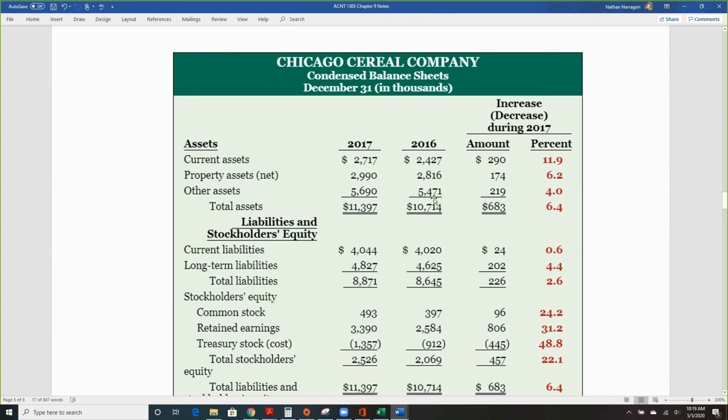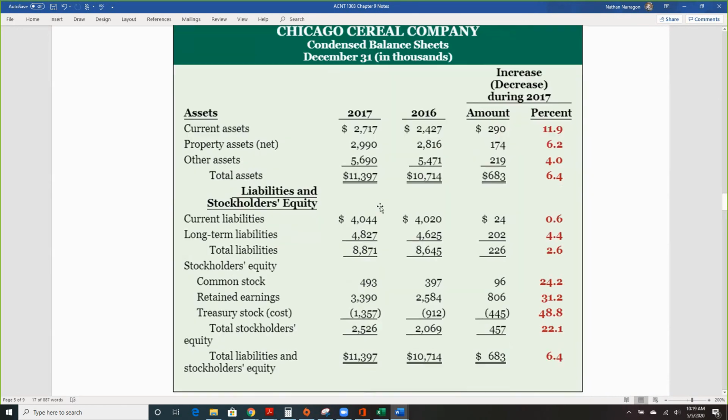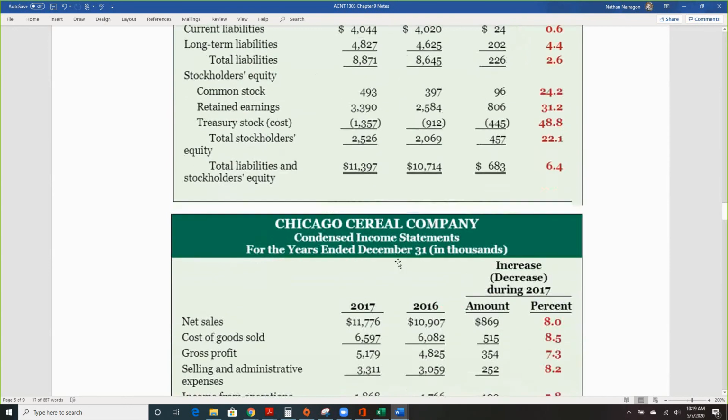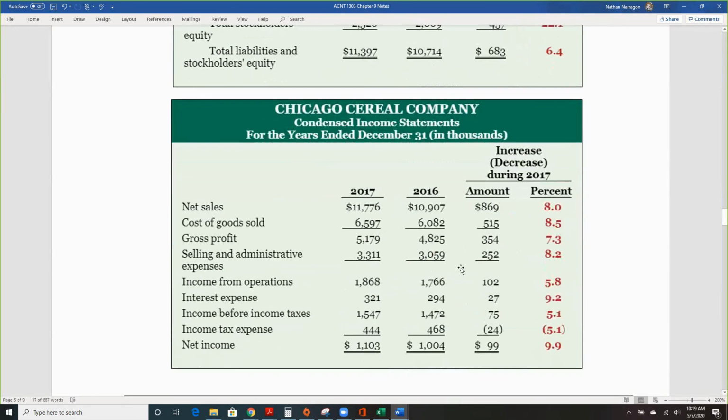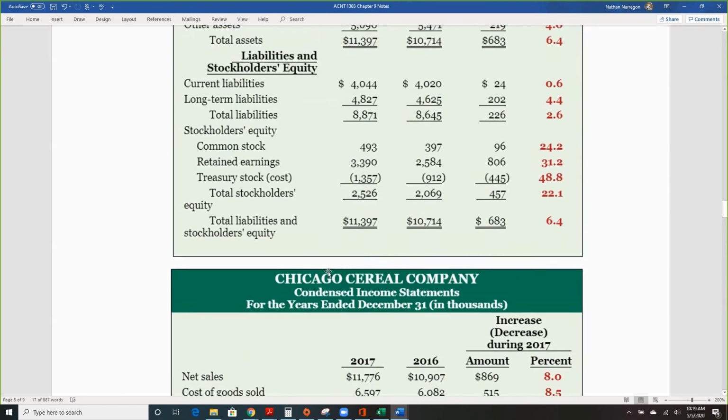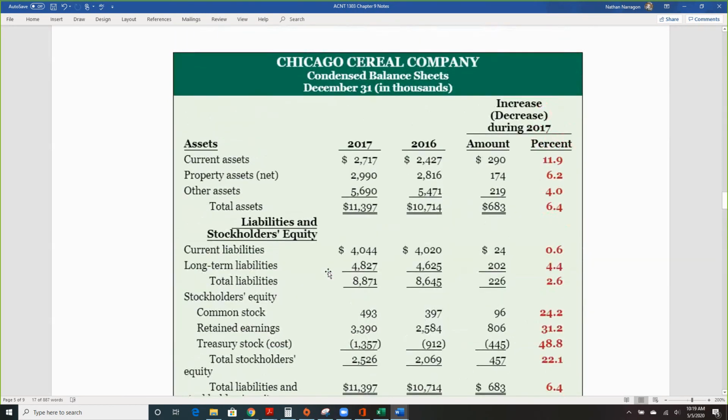But basically all we're doing is a comparative. We're just checking each year. Same thing with the income statement. Here, we can actually see, based on income, some of our taxes went down. So that's a good thing. Less expense. A lot of our income went up. So basically all you're doing is you compare and contrast.